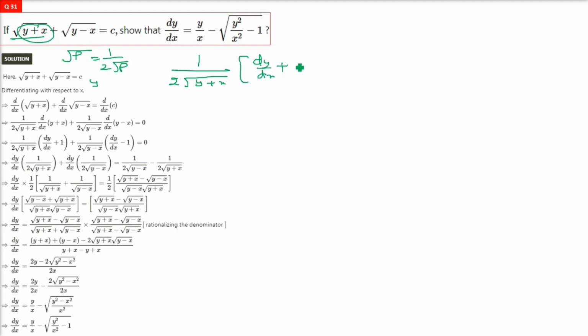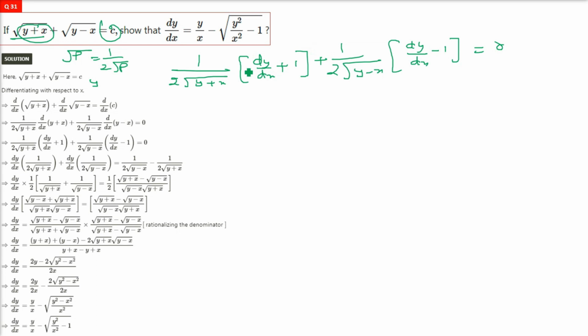the differentiation. x gives 1, y gives dy/dx. So the second one, √(y − x), is 1/(2√(y − x)) times dy/dx, and the differentiation of x is 1. And this is equal to the constant, whose differentiation is 0. Okay, now multiply this, and then we'll take dy/dx on one side and the others on the other side.